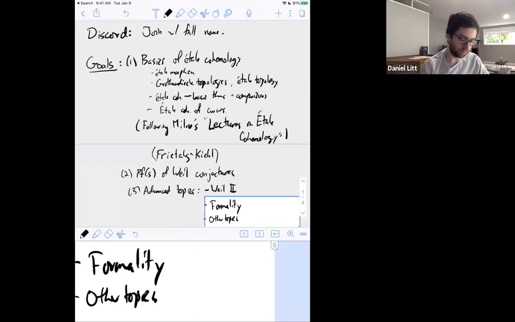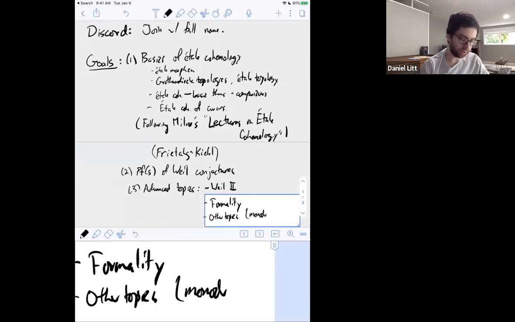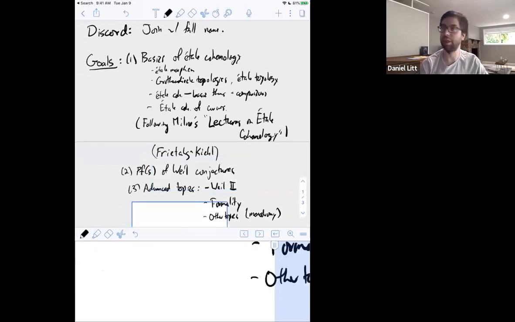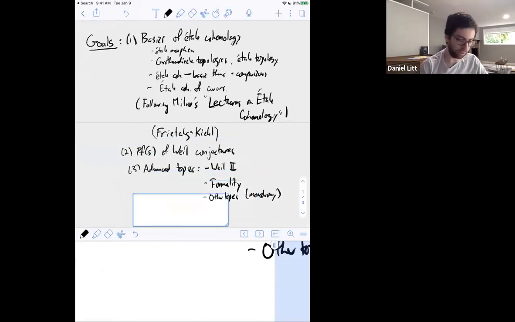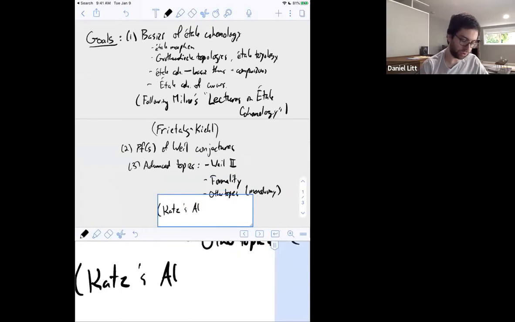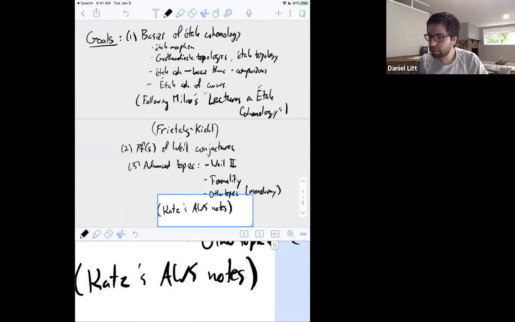Like for example, there'll be some monodromy stuff that shows up in part 2, but we might cover that more thoroughly. So for example, one useful reference we will probably use is Katz's Arizona Winter School Notes, where he kind of sketches one of the 2 or 3 proofs of Weil2. All right. Are there any questions about that?